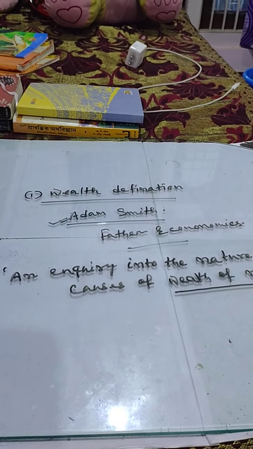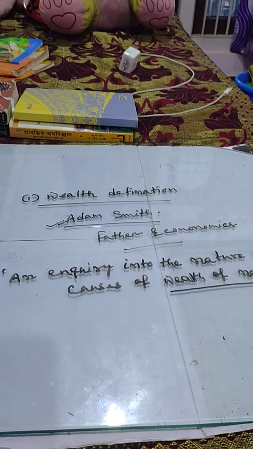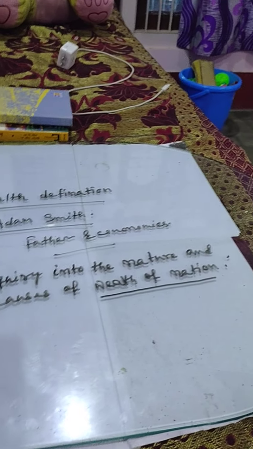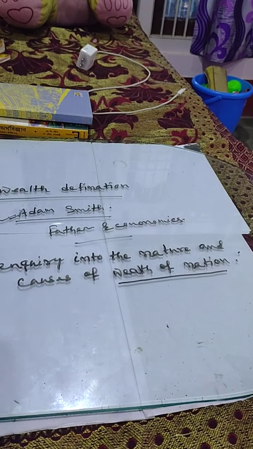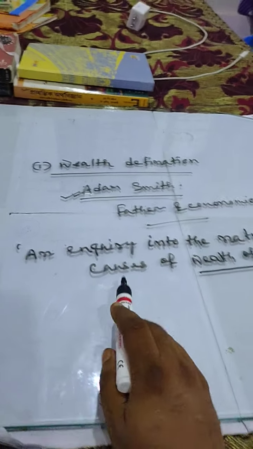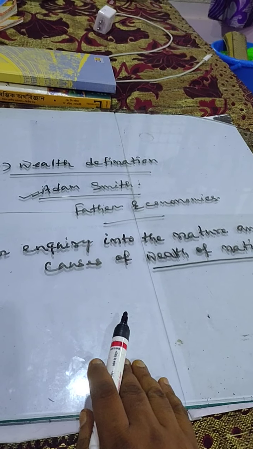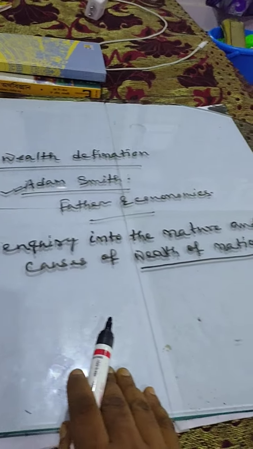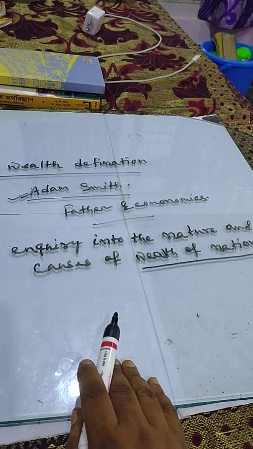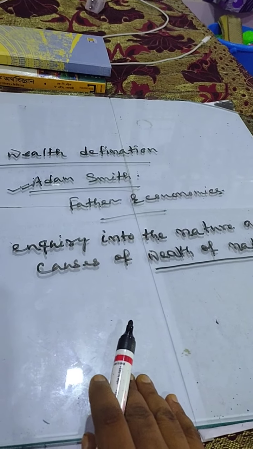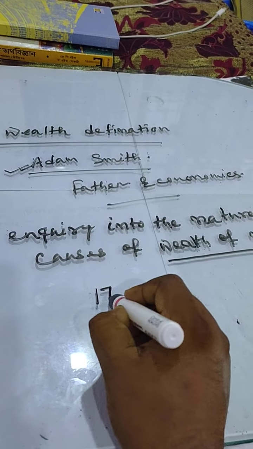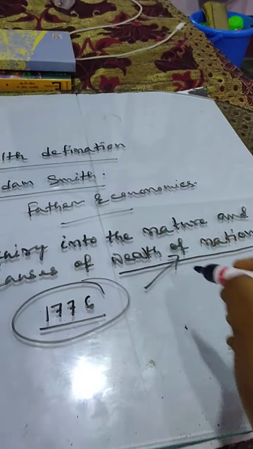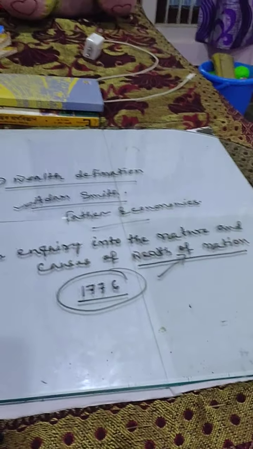Next question: what is the name of the book written by Adam Smith? The answer will be An Enquiry into the Nature and Causes of Wealth of Nation. Another important question you may be asked in the examination is in which year he published the book, Wealth of Nation, or An Enquiry into the Nature and Causes of Wealth of Nation. In the year 1776, he published the book of economics, which is known as Wealth of Nation.